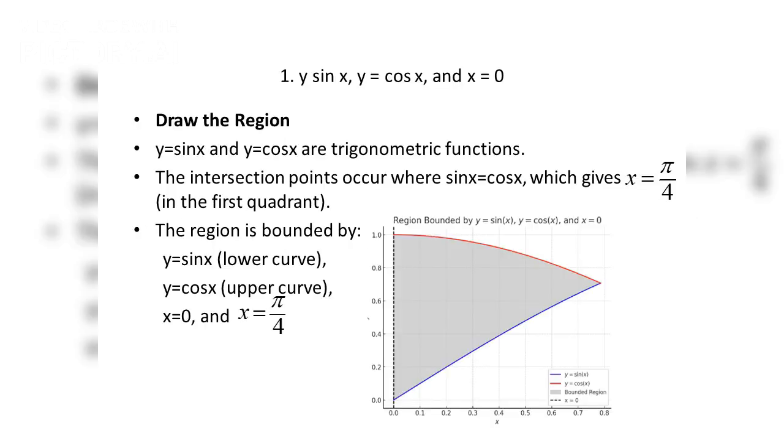To draw the region, note that y equals sin x and y equals cos x are trigonometric functions. First, visualize the region. The curves y equals sin x and y equals cos x intersect at x equals pi/4 in the first quadrant. This bounded region lies between x equals 0 and x equals pi/4, with y equals sin x as the lower curve and y equals cos x as the upper curve. The region is bounded by y equals sin x, y equals cos x, x equals 0, and x equals pi/4.